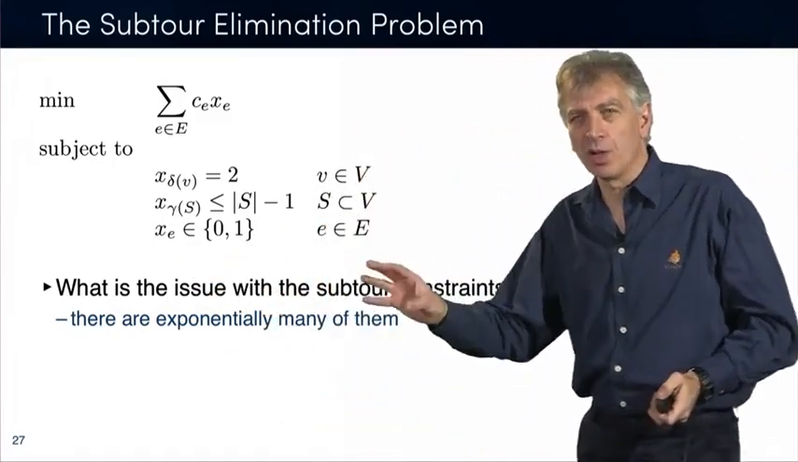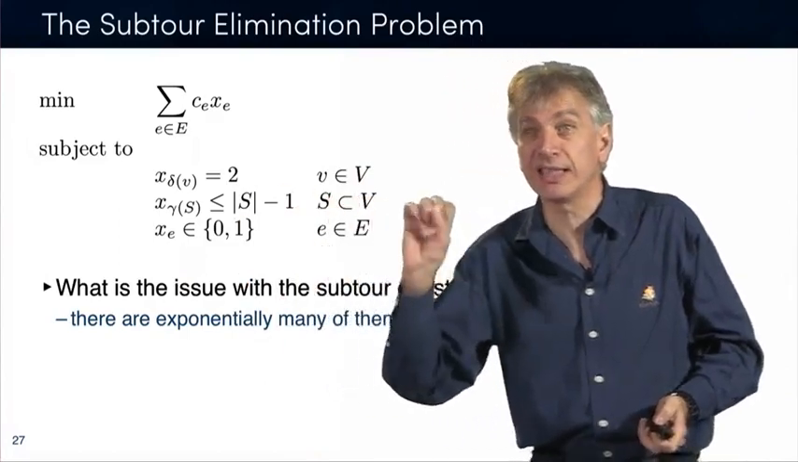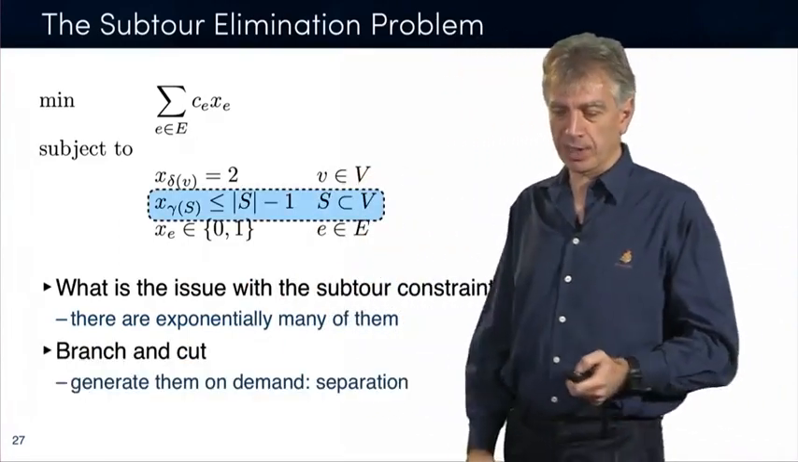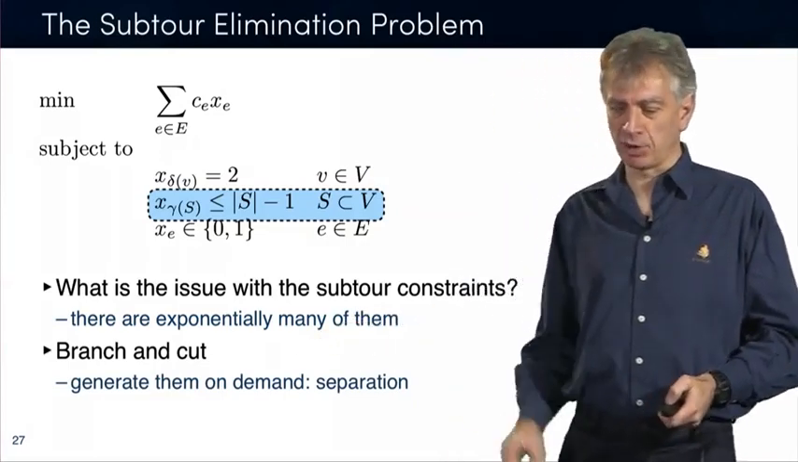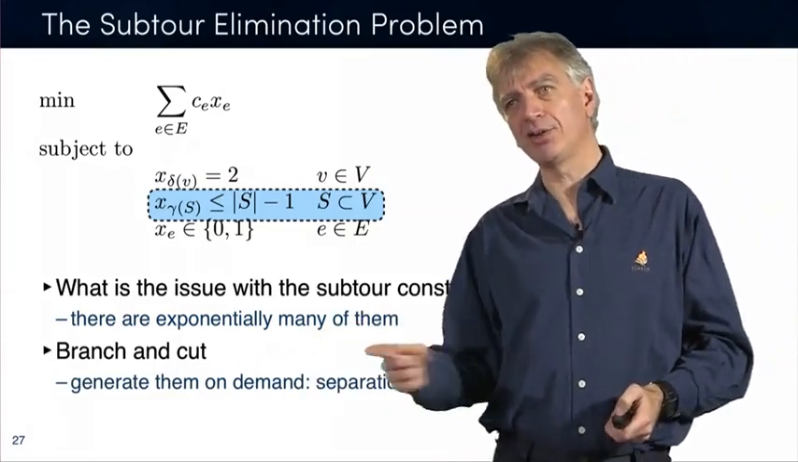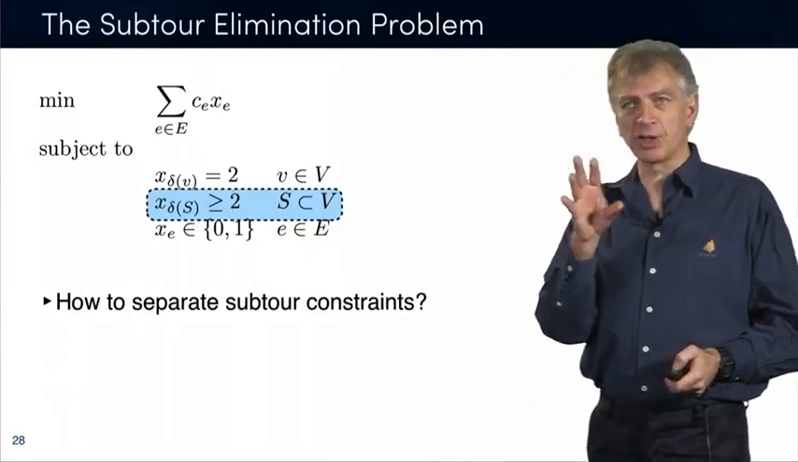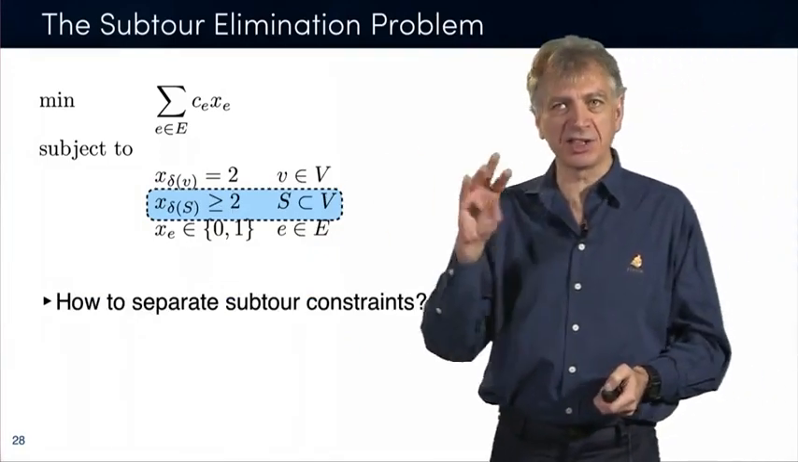Okay, so what you want to do is look at these subtour constraints and see which ones are violated by the linear relaxation. So you want to generate them on demand. And to do that, you need a separation problem. So how do you do the separation problem? I'm going to give you the intuition. I won't go into the detail, but this is beautiful.